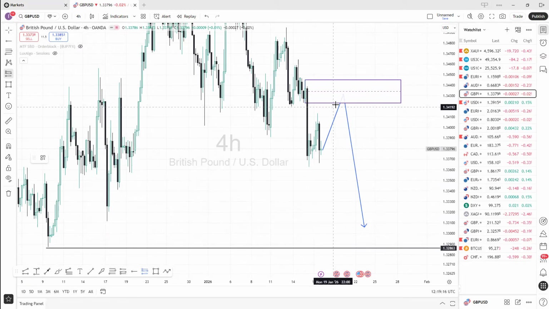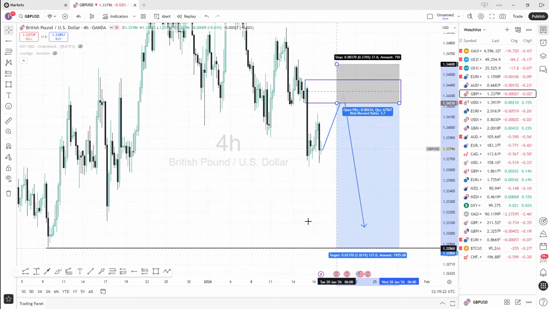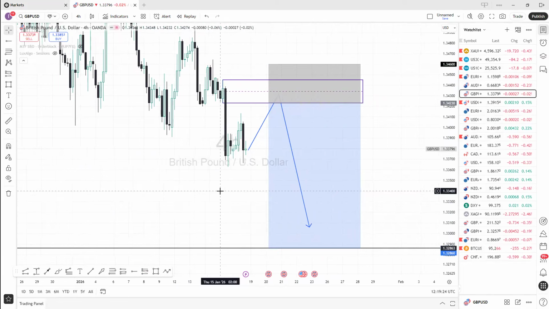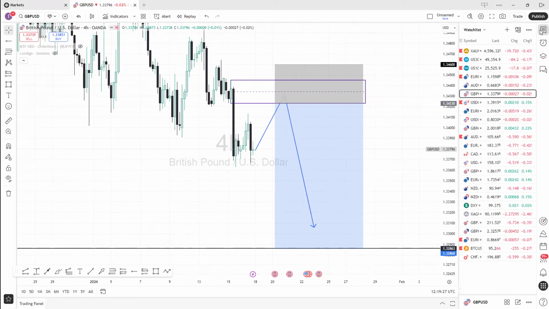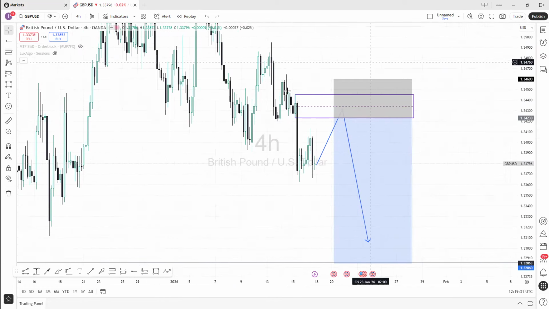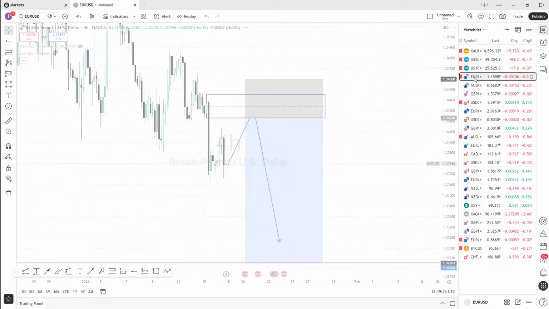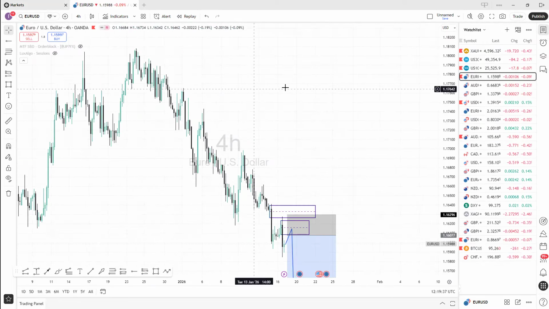So simple setup on GBP USD. You have to wait for confirmation from that supply, and then we'll sell, pick a short position to that external range. You get it? So that is GBP USD for next week. We'll trade that. Okay. Let's see Euro USD really quickly.